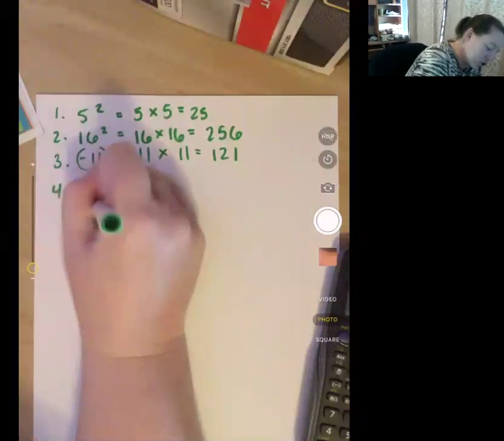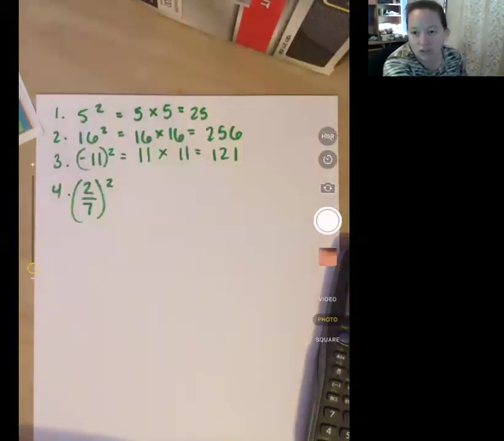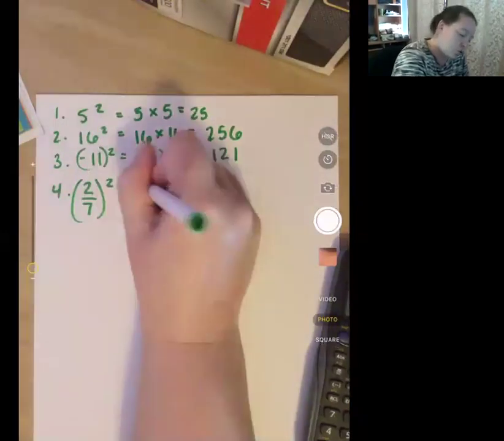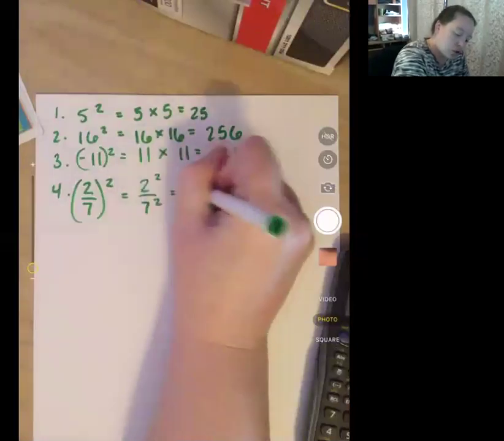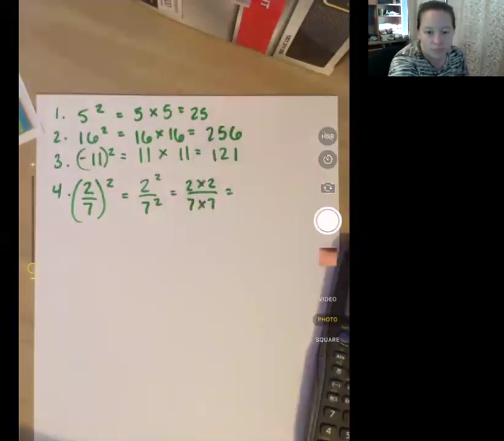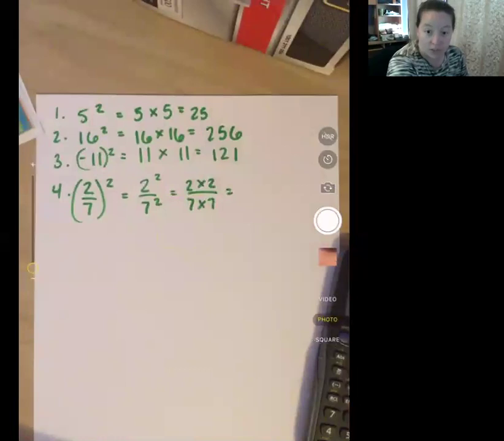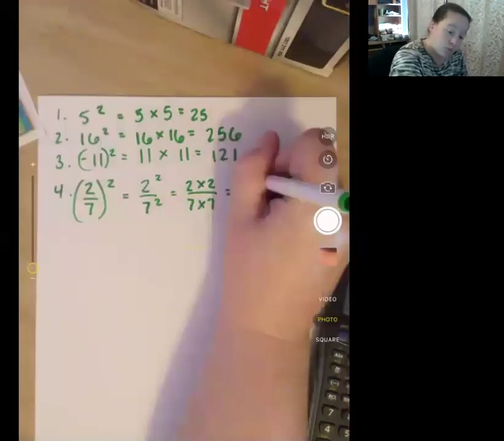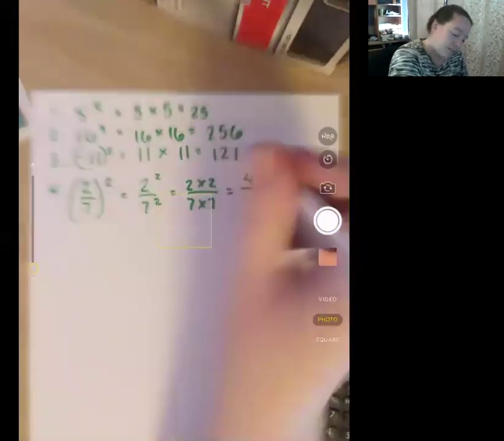Number 4, 2/7 squared. I once again put parentheses around it because I am squaring both of those. 2 squared over 7 squared, or 2 times 2 over 7 times 7. Okay? So when it wants us to square a fraction, we square both the top and the bottom.